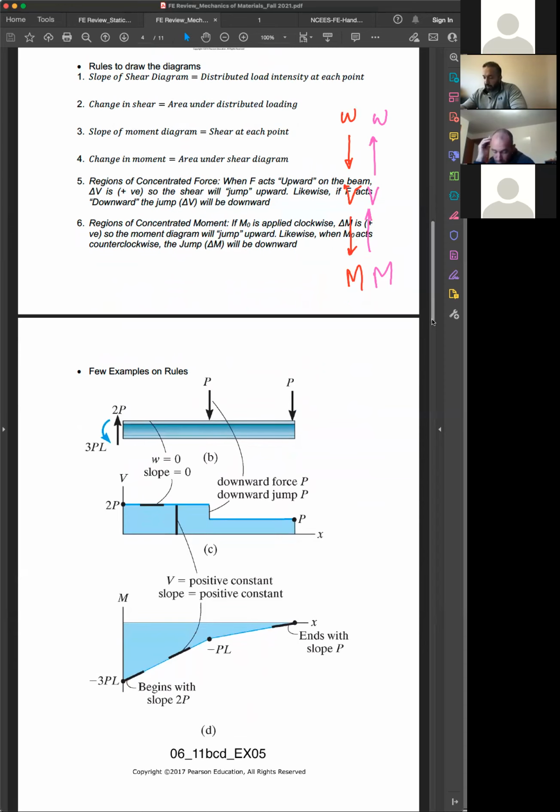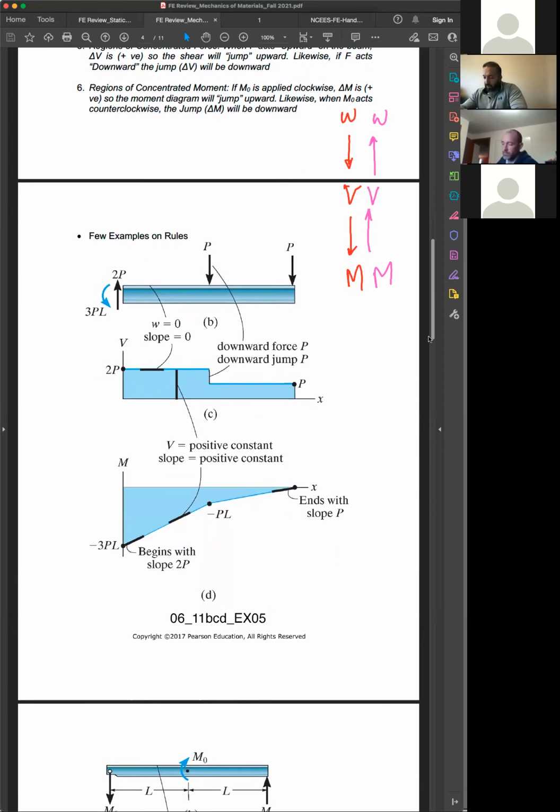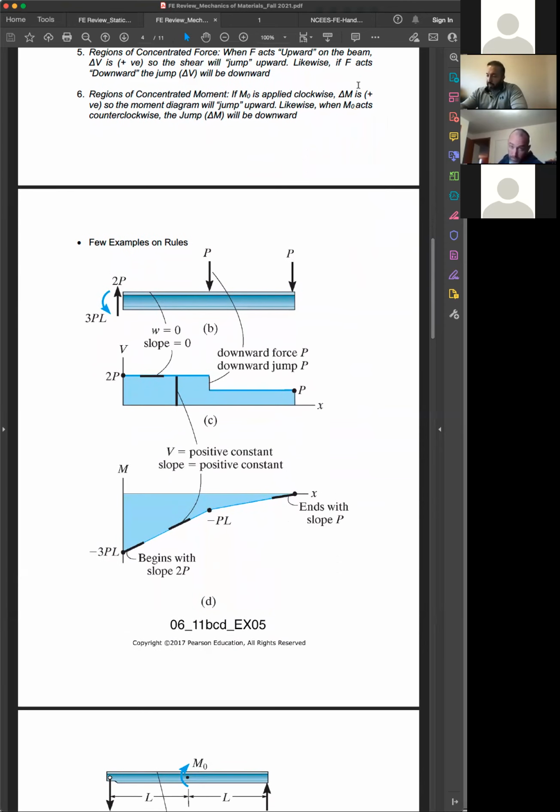All right. So let's look at some examples here. Look at these examples. It would be good, actually. That would be better than writings, really. So this is a shear diagram, right? This is a shear diagram. This is a moment diagram.